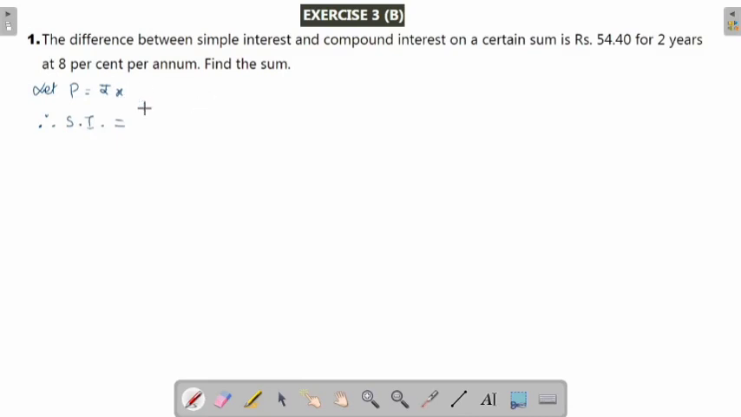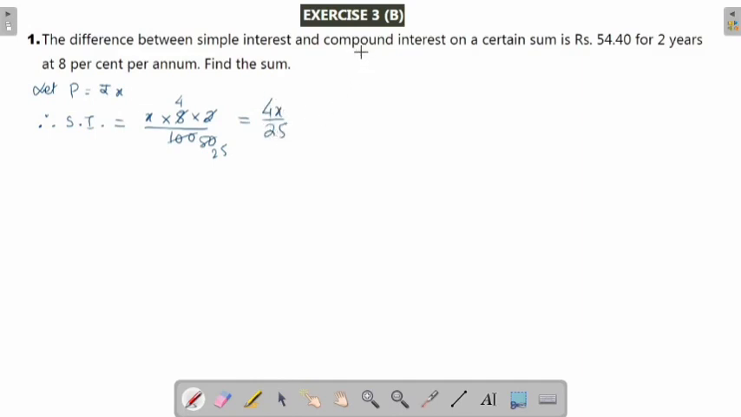P is rupees x, rate is given to be 8, and time is given to be 2 years, right? So it is 2 by 100. If you want to do the cancellation, that's fine, so let's do the cancellation. So it is 50, again with 2, 2 4s are 8, to 25. So it turns out to be 4x by 25. So your simple interest turns out to be this much.